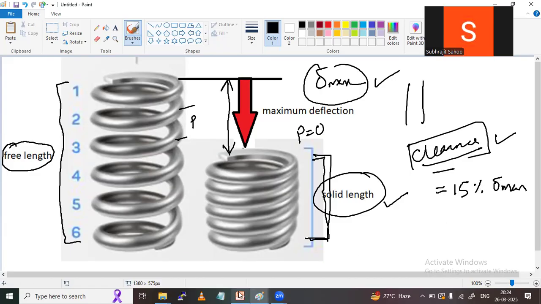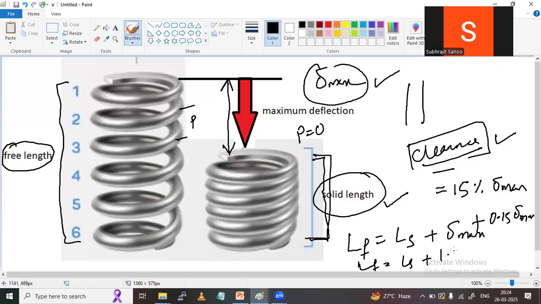15% of delta max. So from this we can write LF equal to, what is the solid length, sir? LS, suppose solid length, and maximum deflection. Maximum deflection means when pitch becomes 0, delta max, plus 15% clearance, means 0.15 of delta max. If I simplify this, I will get LF equal to LS plus 1.15 delta max. This is the free length.